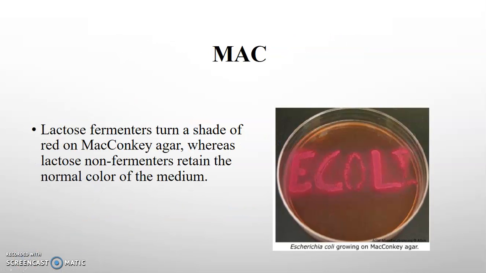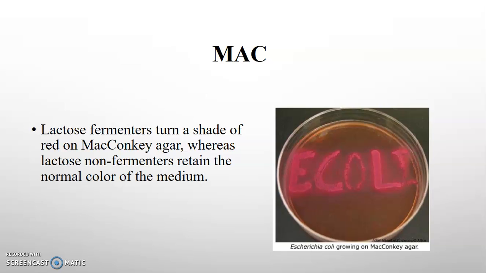So if we look at this MacConkey agar plate, like I said, this plate is selective and differential. The crystal violet and the bile salts in the plate are only going to allow gram-negative bacteria to grow. So if you put any type of gram-positive bacteria on this plate, they will instantly shrivel up and die because they're not able to grow in this plate. So if you see any growth on this plate, you automatically know you're looking at some type of gram-negative bacteria.